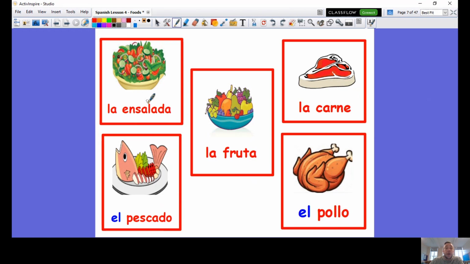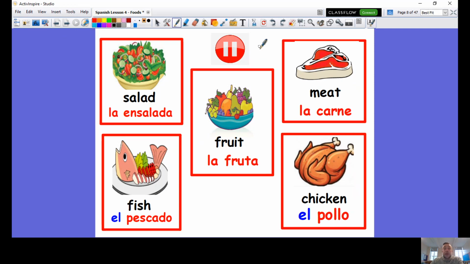Here we go. My turn, your turn. Over here. La ensalada. La fruta. La carne, el pescado, el pollo. Muy bien, we're going to do that one more time, just a little bit faster this time. Here we go again, my turn, your turn. La ensalada, la fruta, la carne, el pescado, el pollo. Muy bien, perfecto, well done.